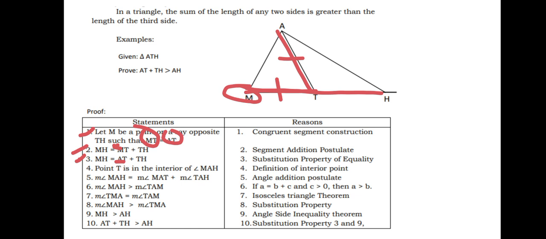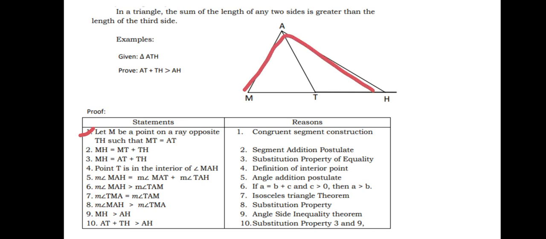Next is point T is in the interior of angle MAH. So MAH, and this is T, so it's in the interior of the triangle MAH. Next is number 5. Angle MAH equals angle MAT plus TAH. Correct, right? That is the angle addition postulate.